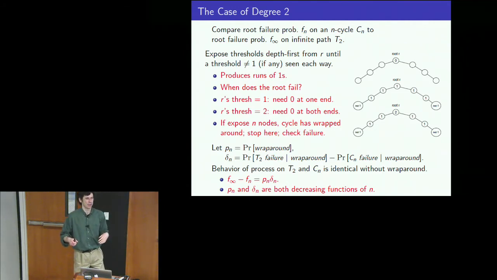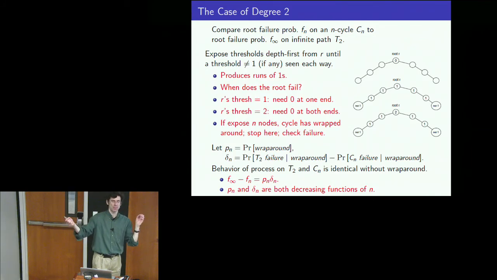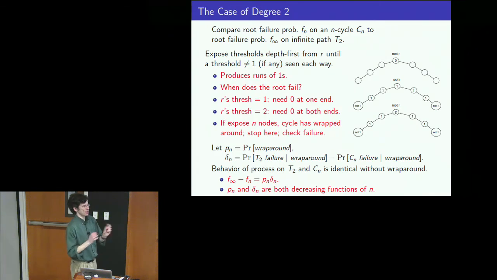Right? So I'm going to start out just on the structure, where maybe I don't even know if it's a path or an infinite path or a cycle. I'm just going to start looking around the root. If it's a 0, it didn't matter what I was on, they all fail. If I see a 1 or a 2, I need to know what happens to the neighbors. So I'm going to start exposing things.